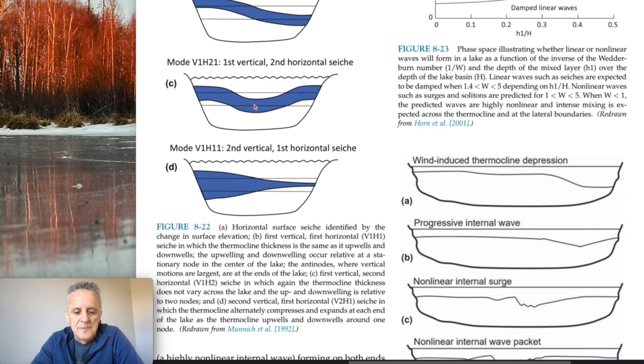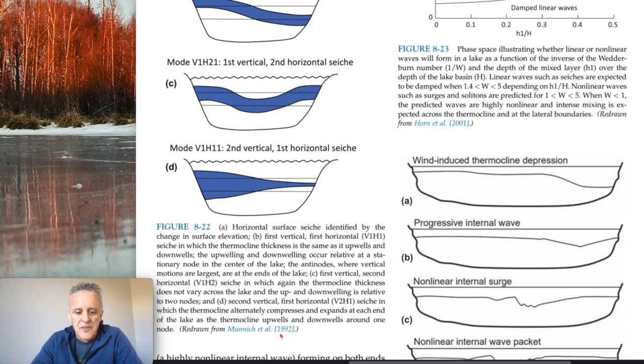So now we have this secondary horizontal seiche here. So instead of having a diagonal, we have a diagonal this way and then a diagonal that way. So it's relative to two nodes. So we have the presence of probably two nodes, probably a node here and a node here.